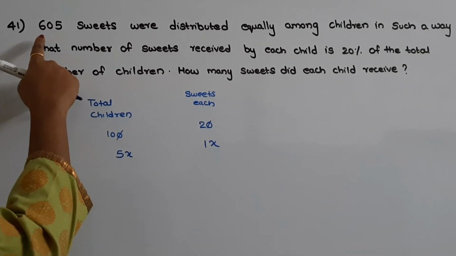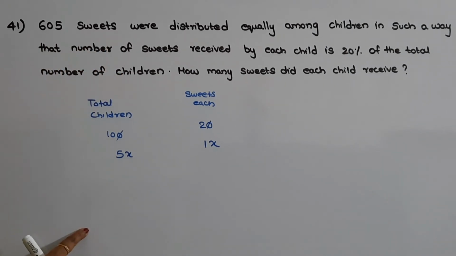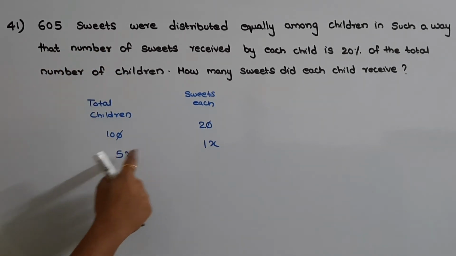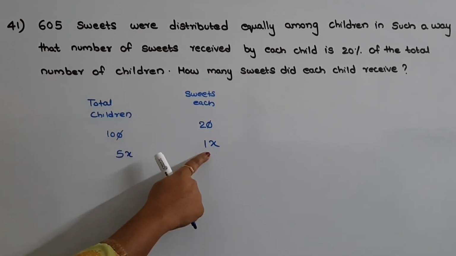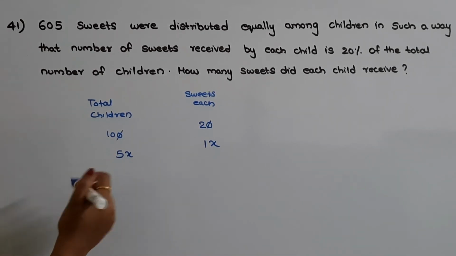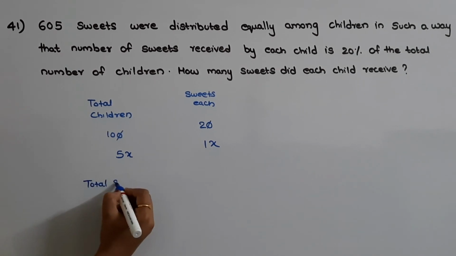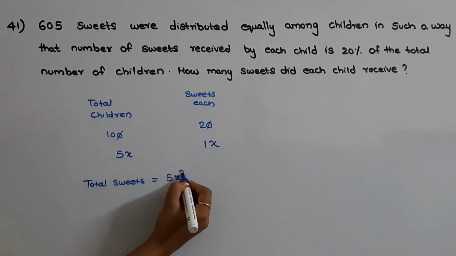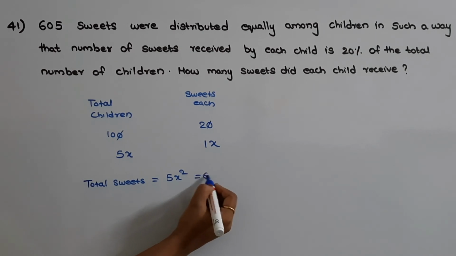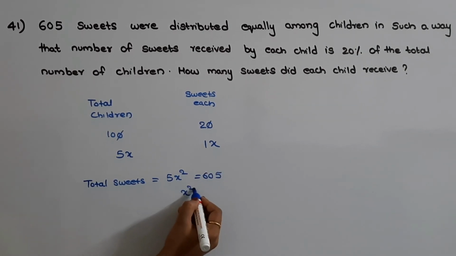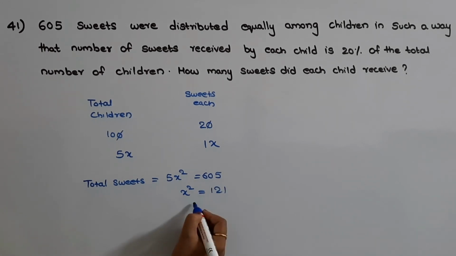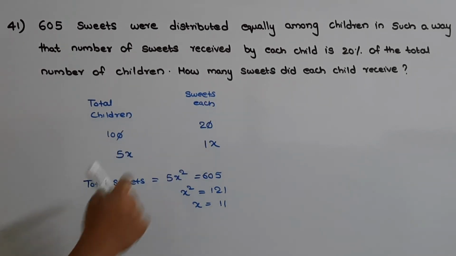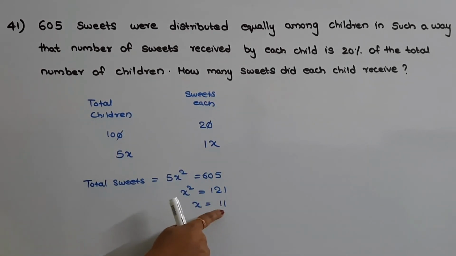Okay. So here it is given that there were total 605 sweets. Okay. So what will be the total number of sweets from this? So if each child gets 1x sweets and total children is 5x, then the total number of sweets will be equal to 5x into 1x. Okay. 5x into 1x, that is 5x square. Okay. So this total sweets is given as 605. On solving this, we will get x square as 121 and the x value will be equal to 11. Okay. Then what will be the sweets each child received? That will be 1 into x, that is 1 into 11. So 11 will be the answer.